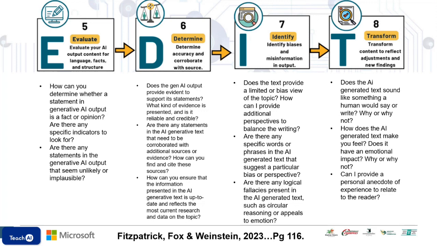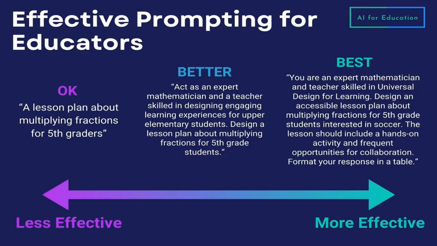So just to wrap up this little section, really, just a reminder on effective prompting for educators. You can see there the scale of less effective to more effective, but I think clarity is key. Explicitly state what you would like your model to do. The more specific your prompt, the more accurate and tailored your AI's response will be. General prompts will result in general responses. You need to make sure that you pick the right prompting technique.